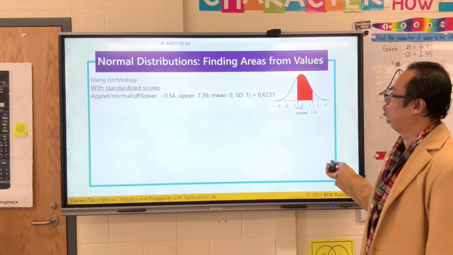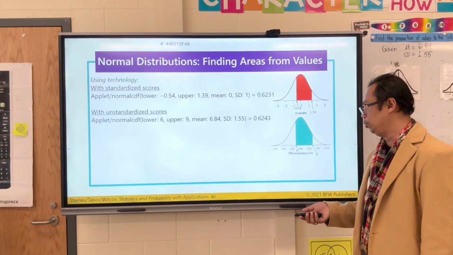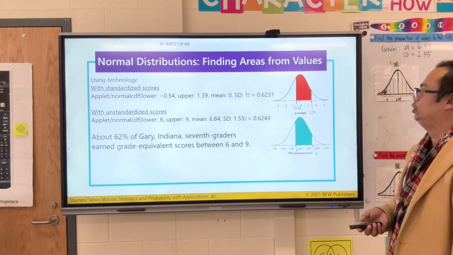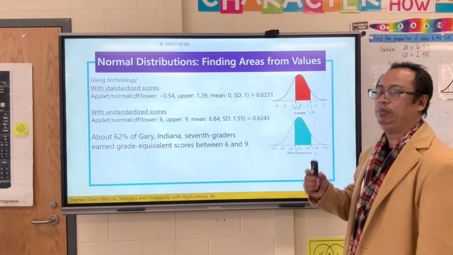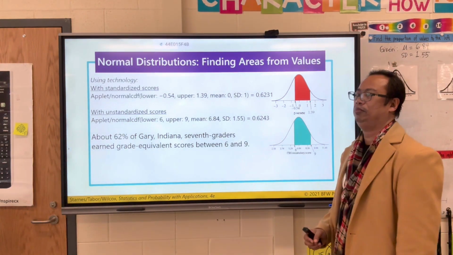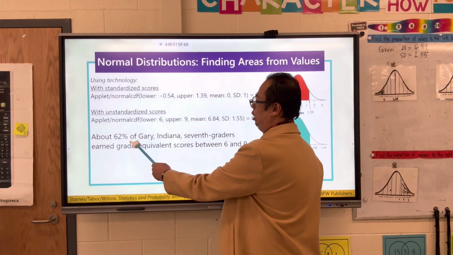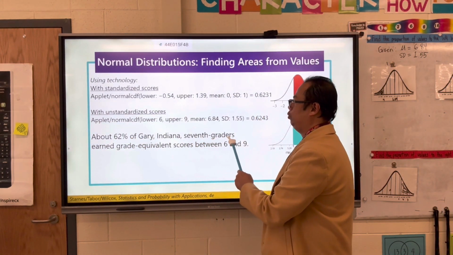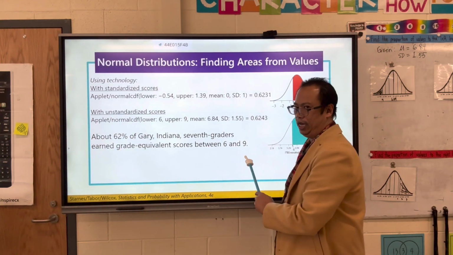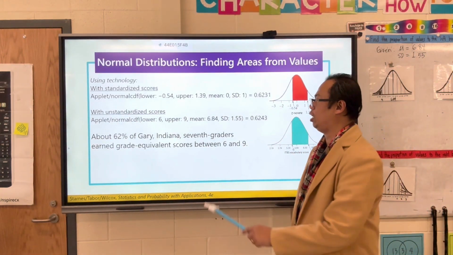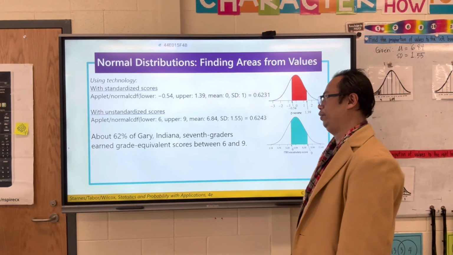Now, using the technology, we still have that 62.31 and then 62.43. You see the difference? So the difference between the two, actually the three, is approximately very minimal. So we can simply say that about 62% of Gavi in China 7th graders earn grade equivalent scores between 6 and 9. So they got 6 and 9 only. These are 62%, meaning that is too big, no, for their test.